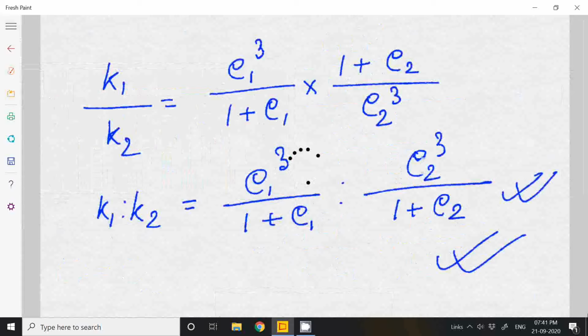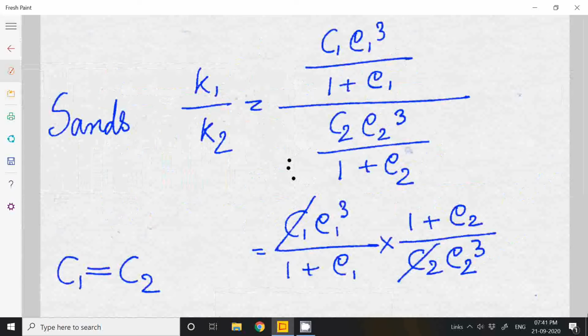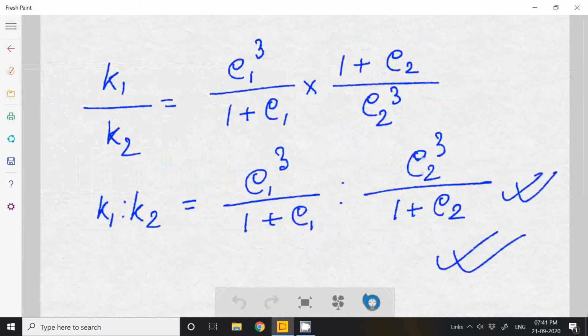Sometimes another relationship is also used. First of all, I'm just repeating: please try to remember the steps of how we got it. First, k1 by k2 is equal to c1 e1 cube by 1 plus e1, over c2 e2 cube by 1 plus e2. Ultimately we are just simplifying it, and then c1 c2 gets cancelled, and we end up in this manner.